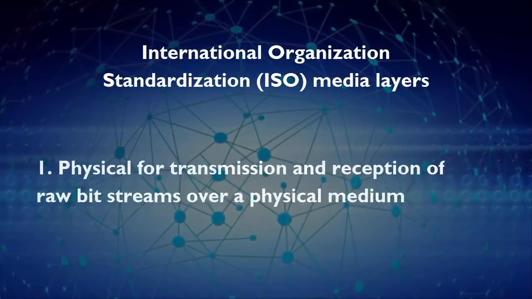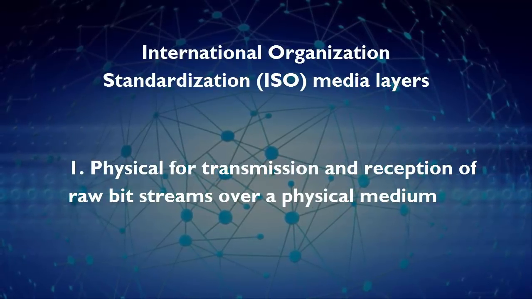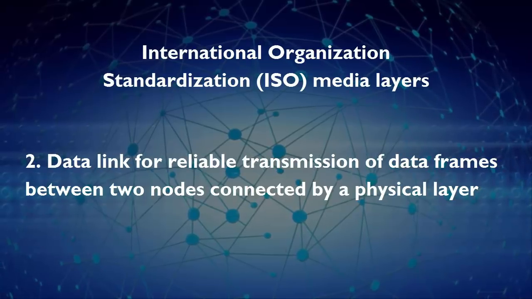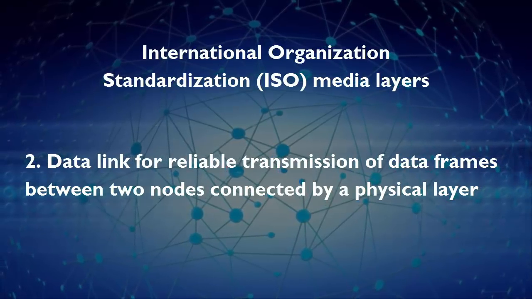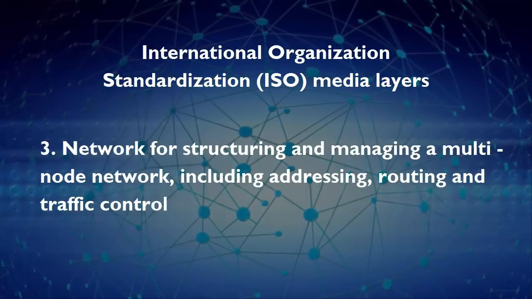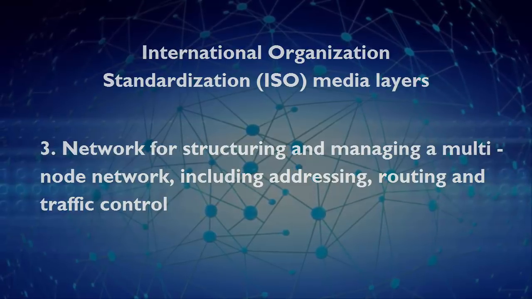Its 3 media layers include 1, physical, for transmission and reception of raw bit streams over a physical medium; 2, data link, for reliable transmission of data frames between 2 nodes connected by a physical layer; 3, network, for structuring and managing a multi-node network including addressing, routing, and traffic control.